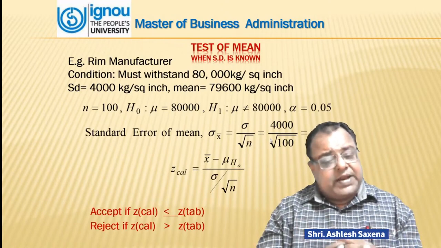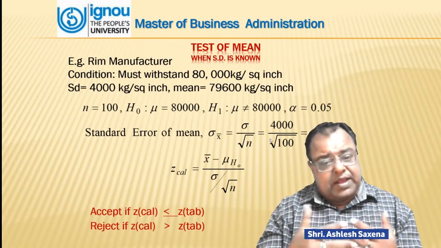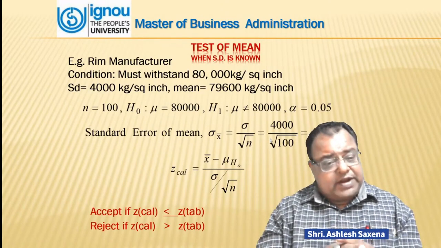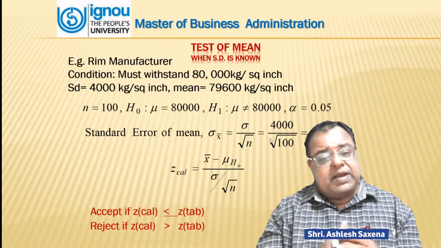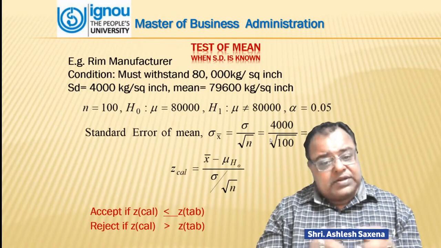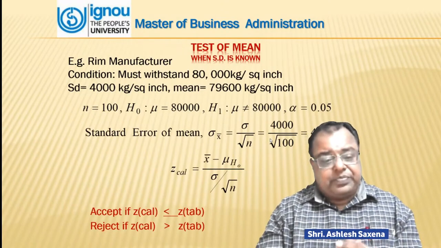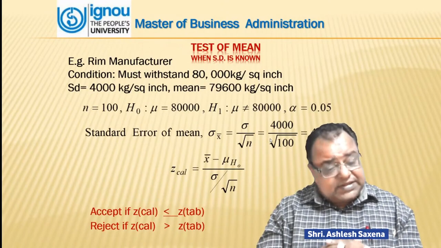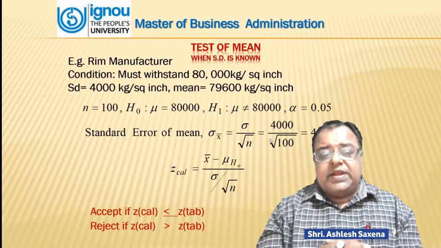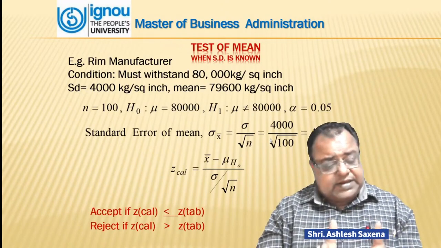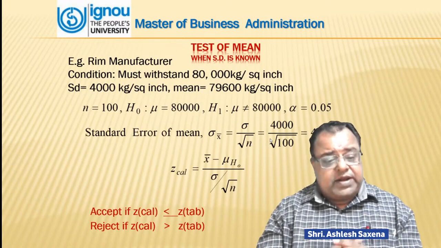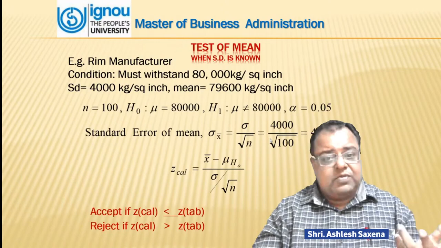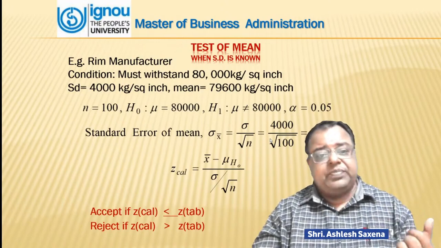0.05. The standard error of the mean is calculated, that is sigma by root n. Putting in the values, we get 400. Then we calculate the z value, and that is equal to x bar minus mu naught upon sigma divided by root n. Now, if the z calculated value is less than the tabulated z value, it is accepted. And if the z calculated value is greater than the z tabulated value, we reject the condition. This is how the problem is solved.